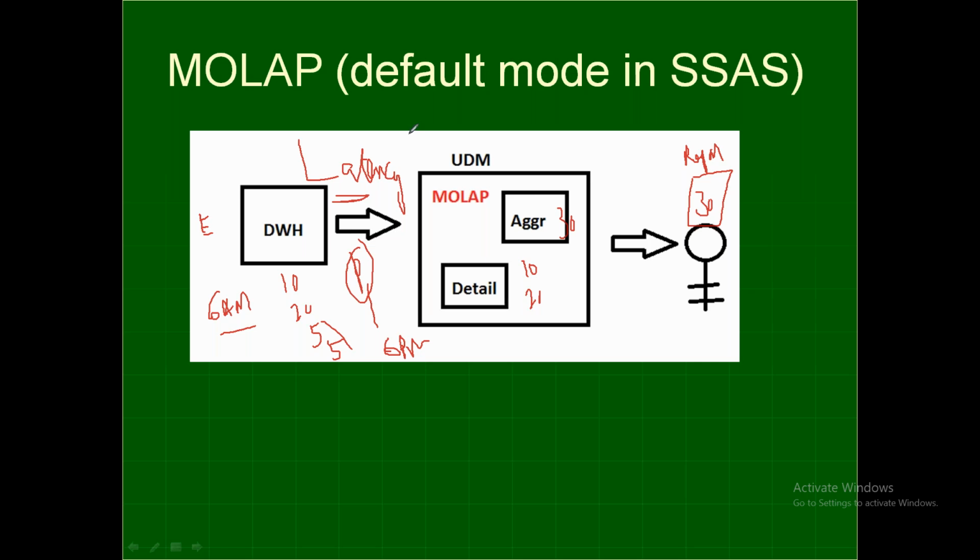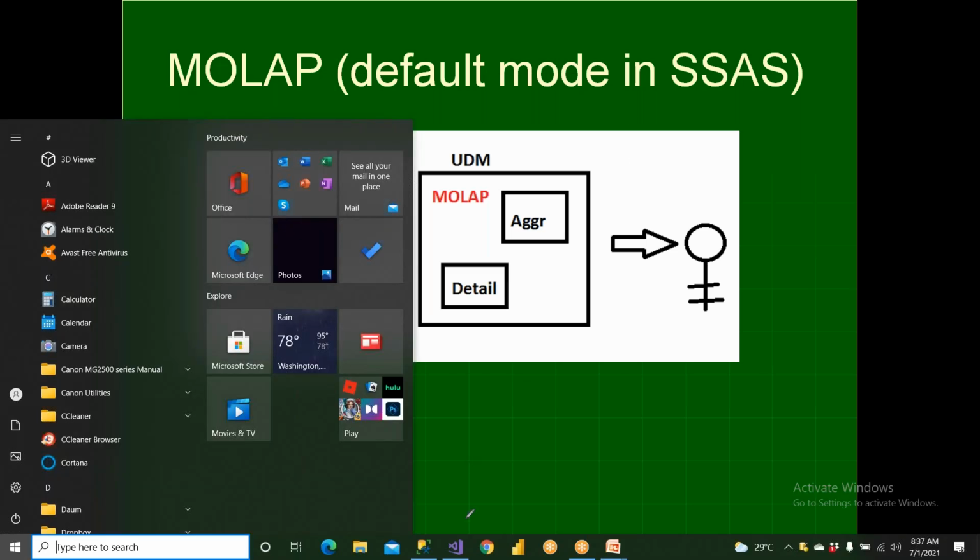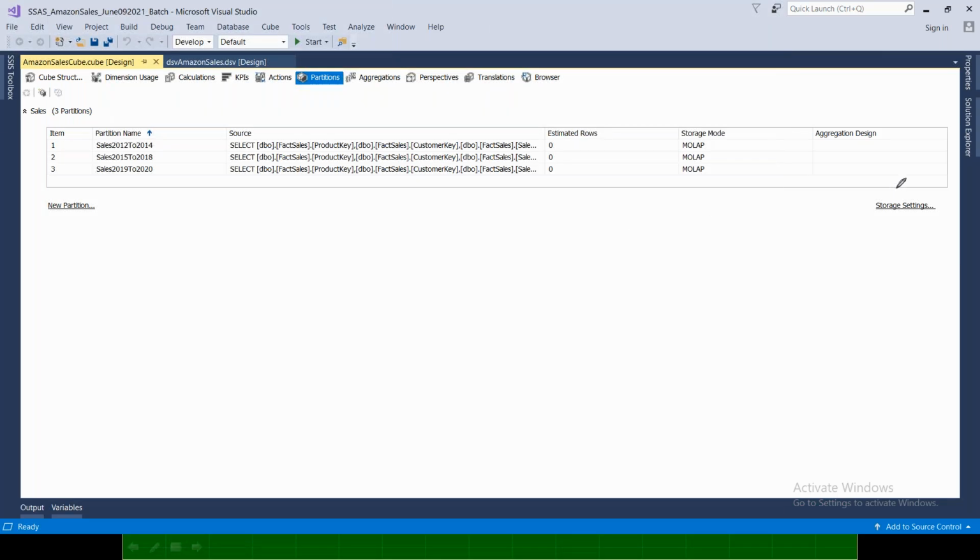Automatically, the cube processing is not going to be happening. Am I clear, guys? Now, Microsoft is giving a lot of other options to us. What are the options? Let me click on this. For example, I go to storage modes.